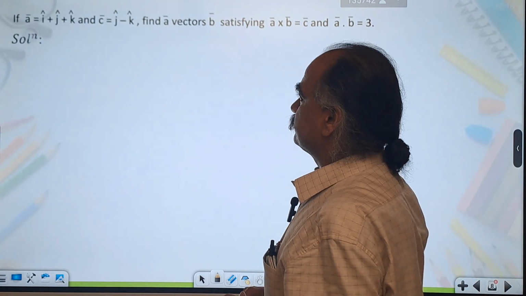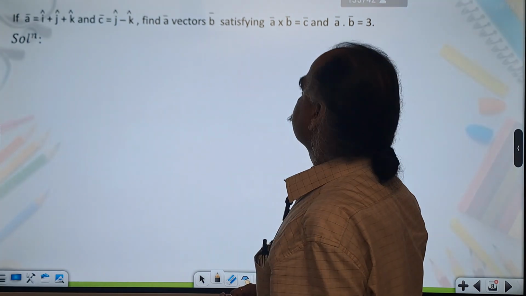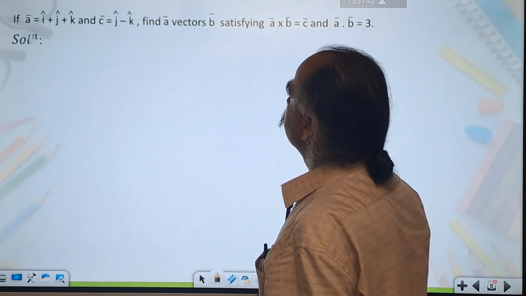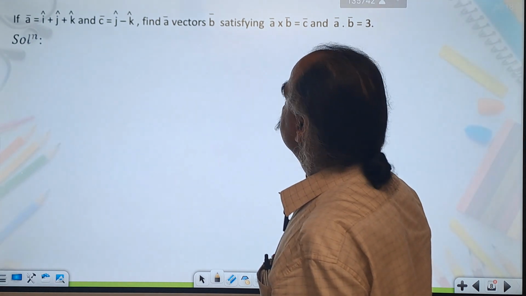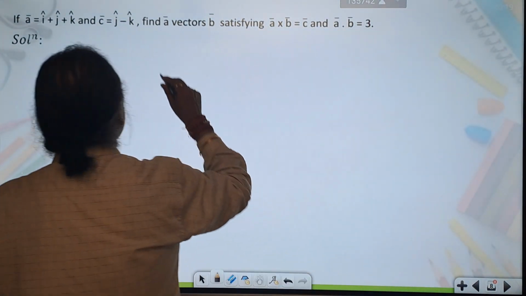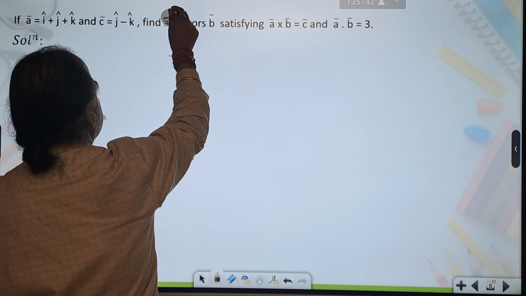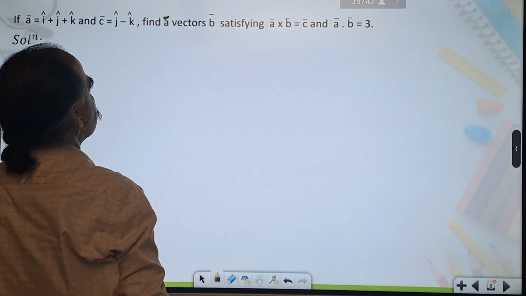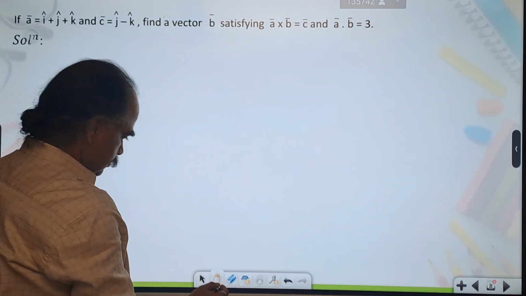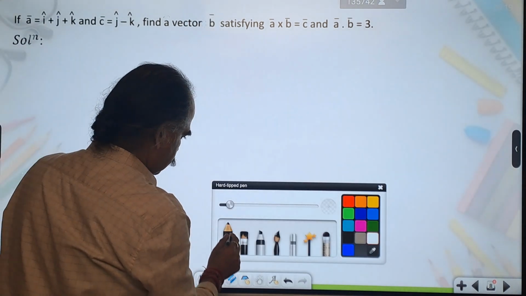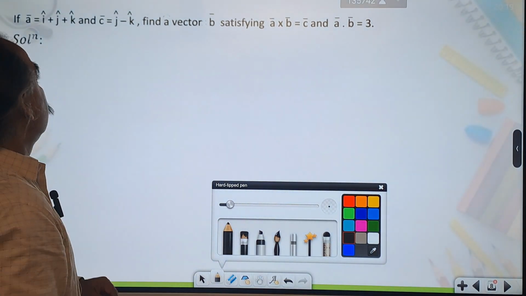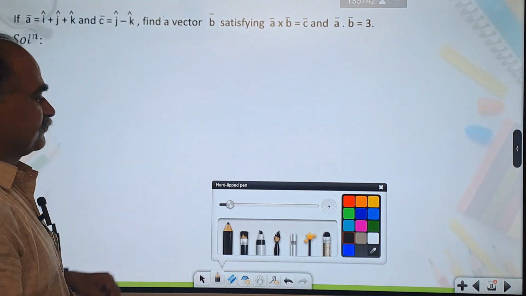If a bar is i plus j plus k, and c bar is j minus k, find a vector b bar satisfying this.